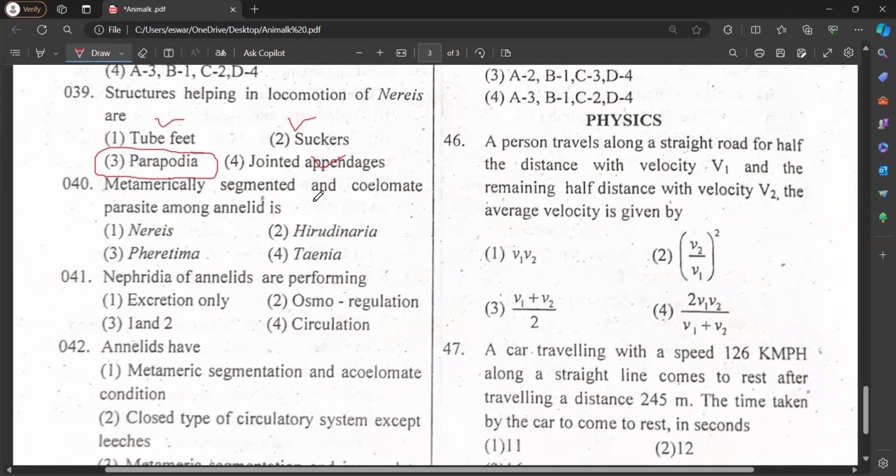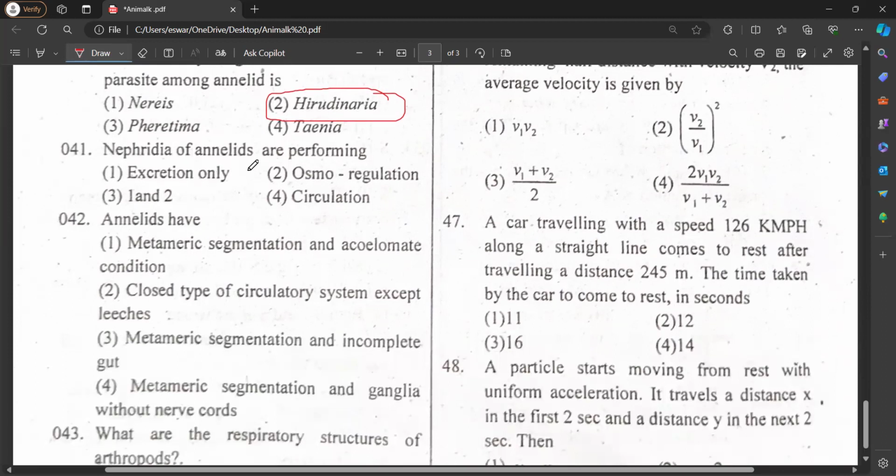Metamerically segmented and coelomate parasite among annelids. So, Nereis is not being considered as a parasite. Pheretima is an earthworm, never be considered as a parasite. Taenia doesn't belong to true metamerically segmented phyla, and moreover, it is acoelomate. Then Hirudinaria is commonly called as leech, blood-sucking leech. Therefore, the metamerically segmented and coelomate parasite among annelids is Hirudinaria.